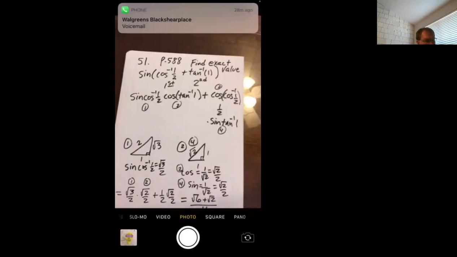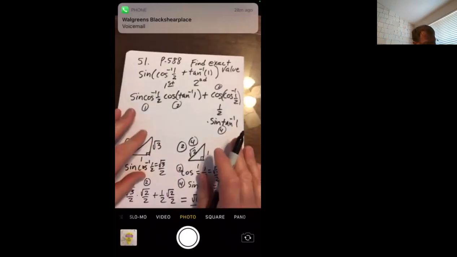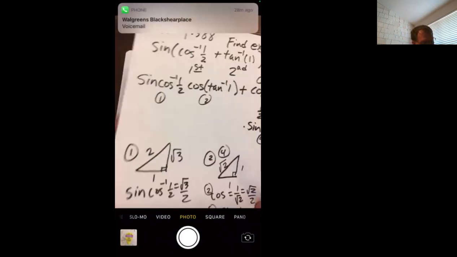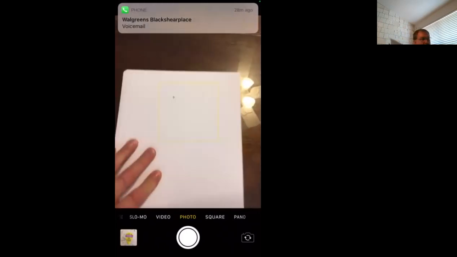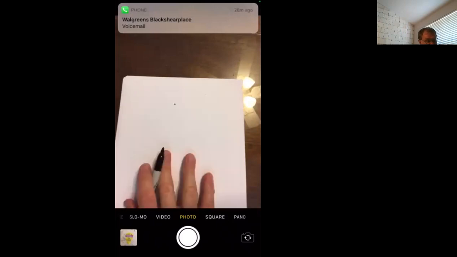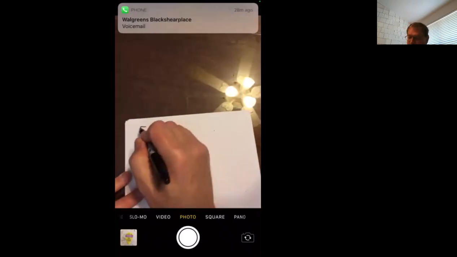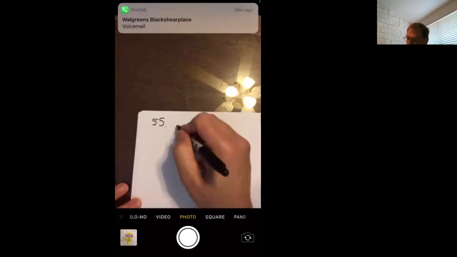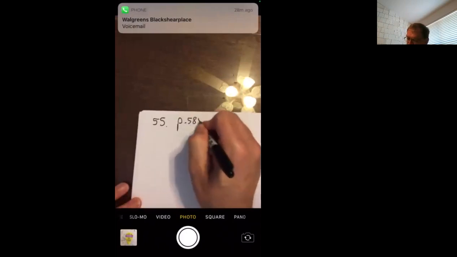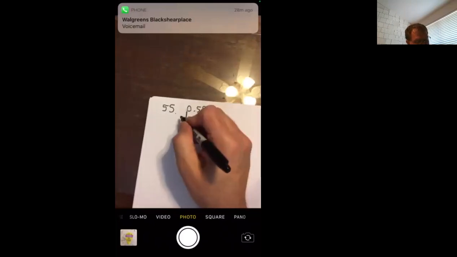Okay, then you go to 55 and they really are messing with the letters. So I hope you can figure out this gibberish. Page 588. Fine.